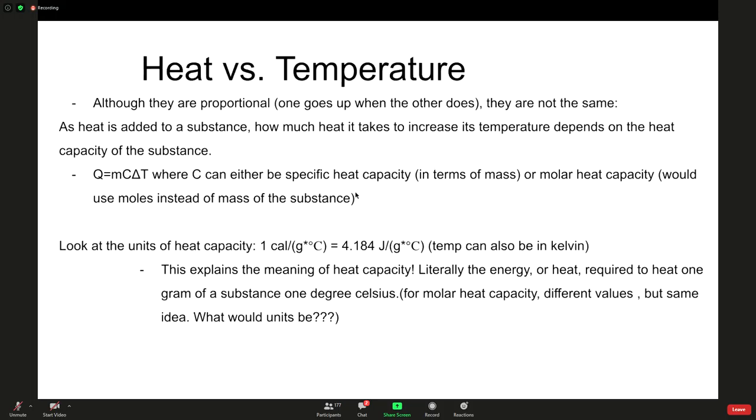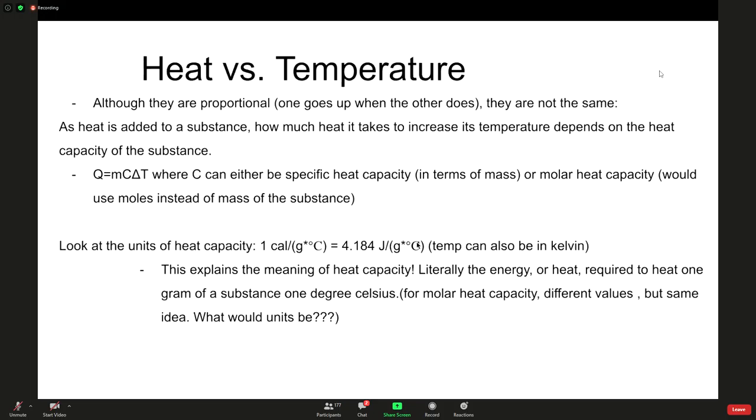So if you just look at the units for it, I think that's the easiest way to go about it. It's basically saying, for example, for water, if you put 4.184 joules of heat into the water, then you will heat 1 gram of water up 1 degree Celsius. So that's basically all the heat capacity is saying.